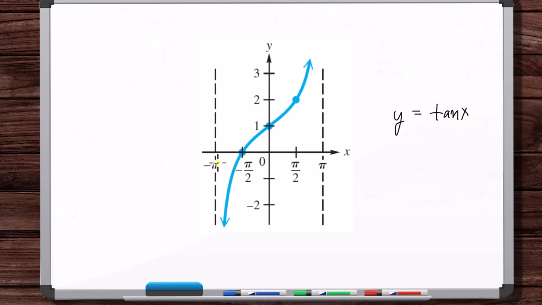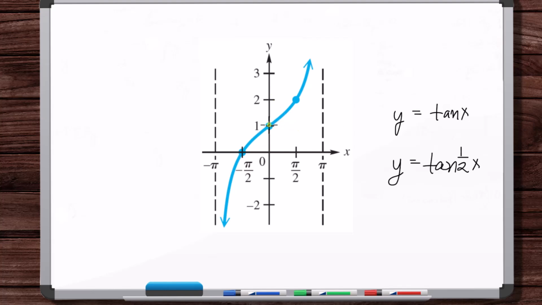Okay, the period is 2 pi. From minus pi to pi, it's 2 pi. So the normal period is pi. So this has been scaled up by a factor of 2, from pi to 2 pi, the period. Okay.